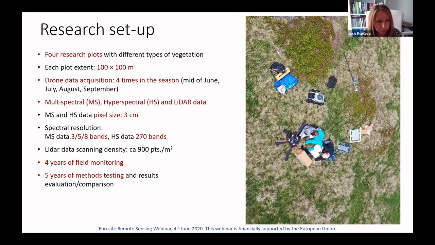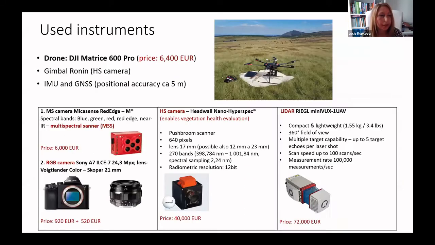We have very small pixel size, 3 centimeters, and several spectral resolutions. We have multispectral data and hyperspectral data, and as I said, we will monitor for 4 years. I am not going to speak about LiDAR data, mainly about multispectral data today.